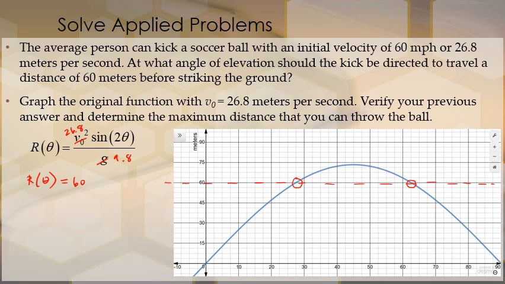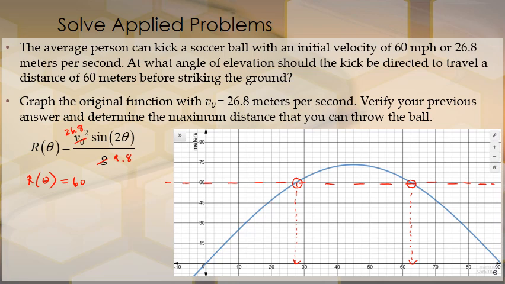I said one of my answers was 27.5. Does that look like a theta of 27.5? I would say, yeah, pretty darn close. My second answer was 62.5, and if I follow this down, the intersection, if I follow that point down, it does look like 62.5, so I'm pretty happy with that. The second question says, verify your previous answer. We did that, and determine the maximum distance that you can throw the ball.